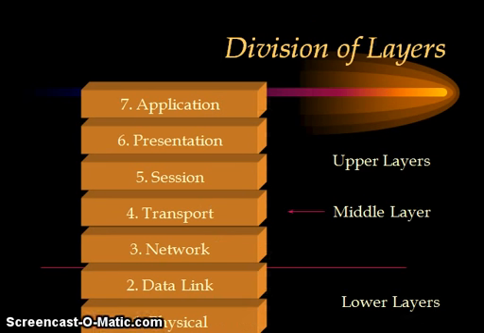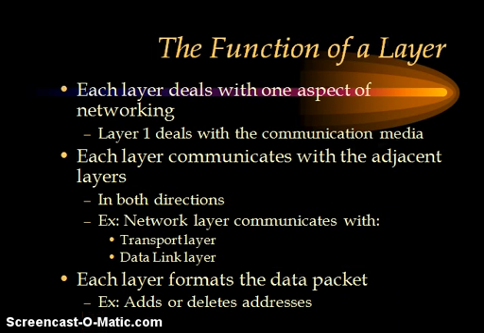Let's distinguish between these layers. The bottom 2 layers are known as lower layers, the middle ones are known as the middle layers, and the top layers are upper layers. Let's describe each one of them further. As for the function of a layer, each layer deals with one aspect of networking. Layer 1 deals with the communication media. Each layer communicates with the adjacent layers in both directions. For example, the network layer communicates with the transport layer and the data link layer, the layers above and beneath the network layer. Each layer formulates the data packets.